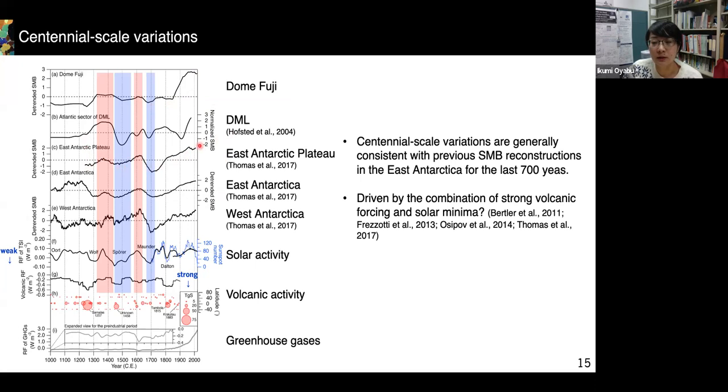So previous studies have suggested that periods of small surface mass balance are related to the solar minima, like the Spörer or Maunder minima, or strong volcanic forcing over the last millennium, possibly through the reduction of incoming solar radiation and associated changes in the climate system, such as surface cooling and atmospheric circulation changes. However, the correspondence between the SMB anomalies and climatic forcing is not clear older than 700 years ago and further back in time.